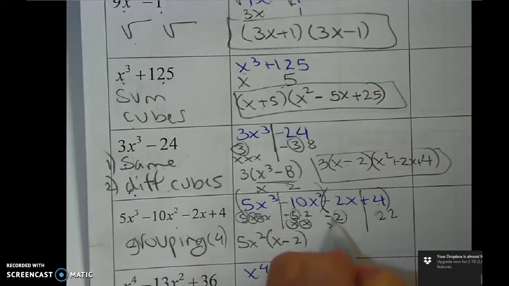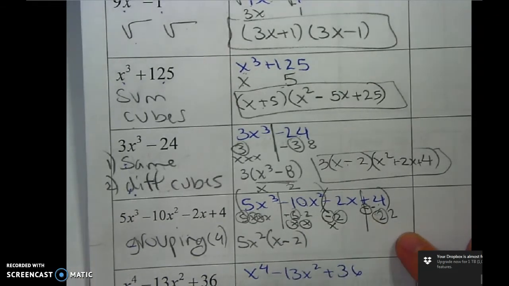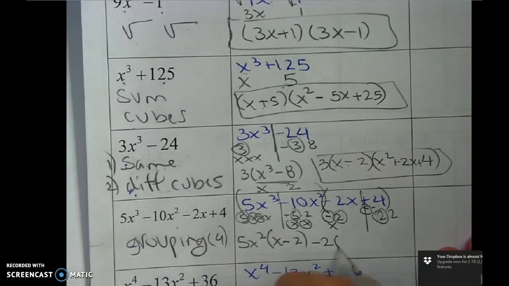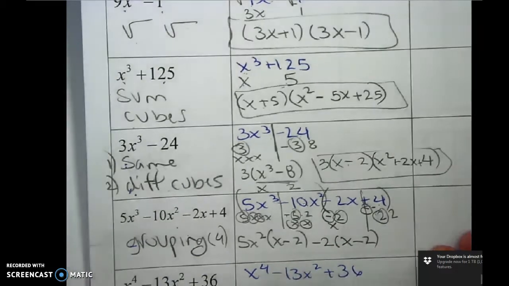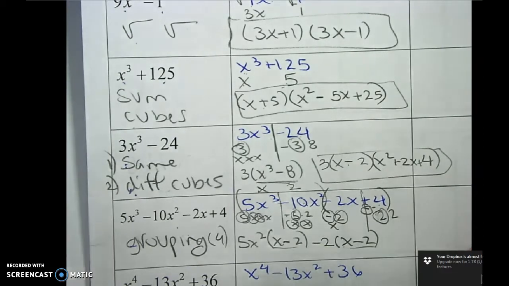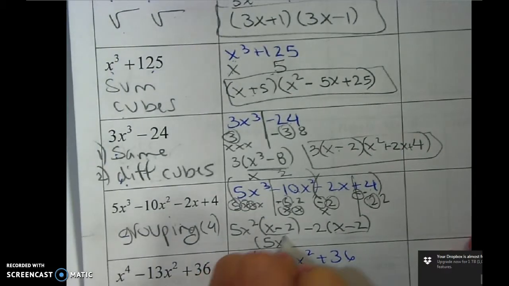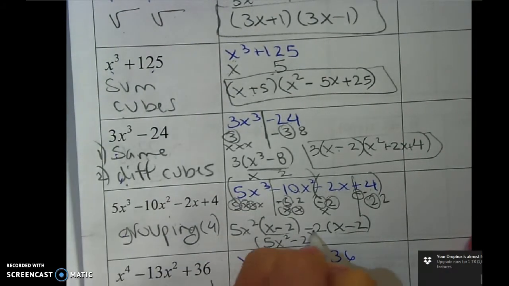Okay, so I see the 2, but remember I need to acknowledge the negative, which really a positive is 2 negatives. So I'm taking out a negative 2, and then I'm left with x minus 2. You see there's a match. There has to be a match. If there isn't a match, you either made a mistake or it's not factor by grouping. And then I'd be left with 5x squared minus 2, which is that, and then the match, which is x minus 2.